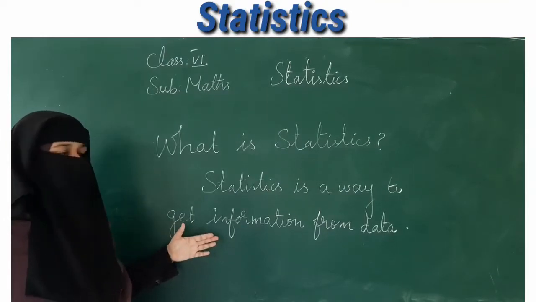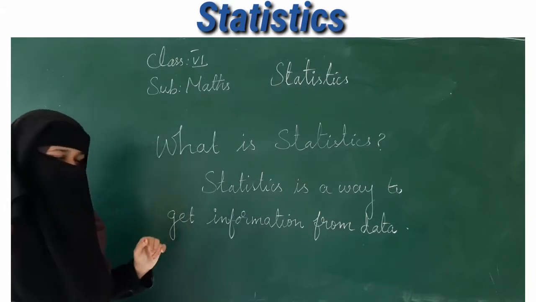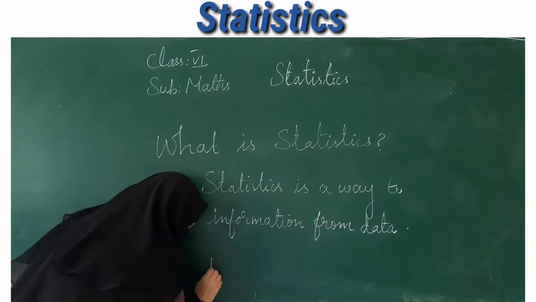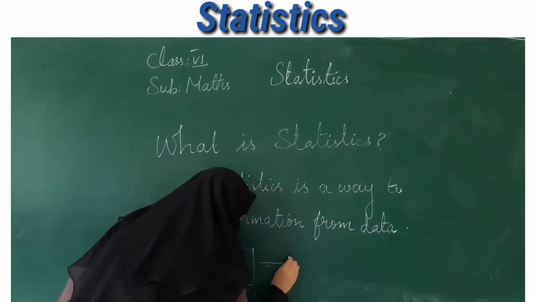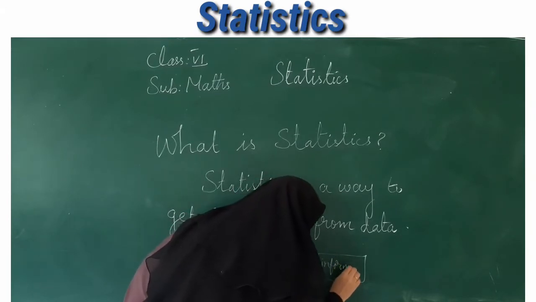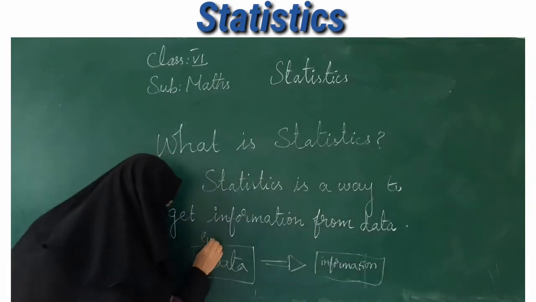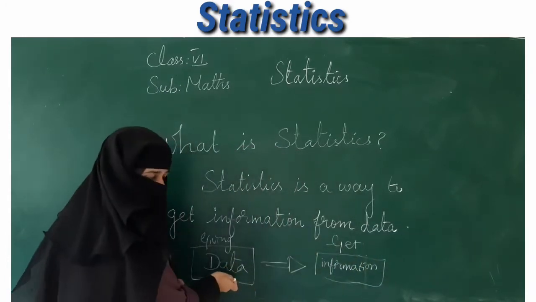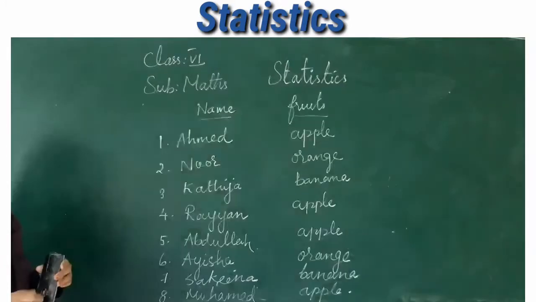This is statistics. That is, if we give some data, we can get information. This is the basic thing we have to understand from statistics. That is, if we give data as an input, we can get the information as an output. Okay, this is the thing you must understand first. Yes, if we give data, we can get information. Simple. This is the first thing we have to understand.